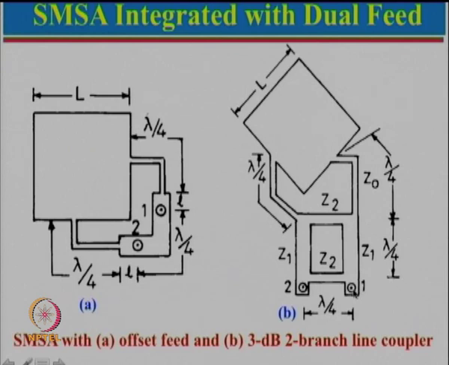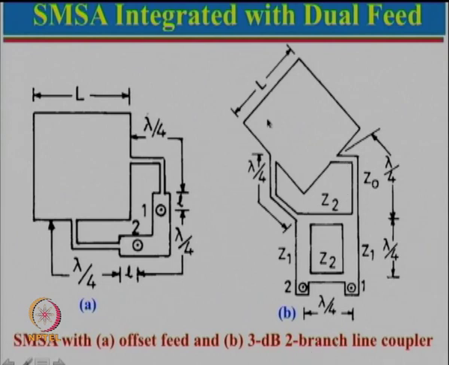If you feed here, let us say we will get LHCP. If we feed here, then we will get RHCP. So when you feed here, this should be terminated with the 50 ohm match load, or if you feed here, then this should be terminated with 50 ohm match load. And now you can see that the power gets divided. If you are feeding here, half power here, half power here, which is getting impedance matched to this impedance, and hence it is properly matched and it gives circular polarization.